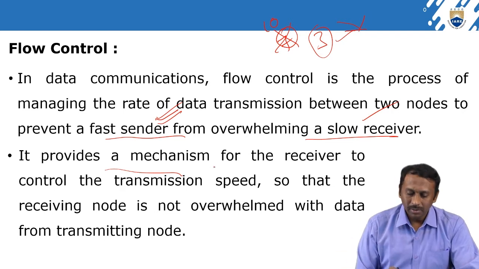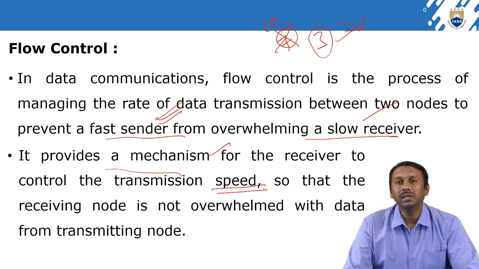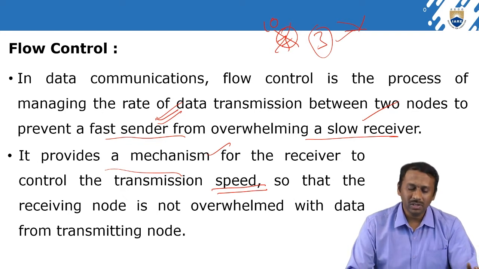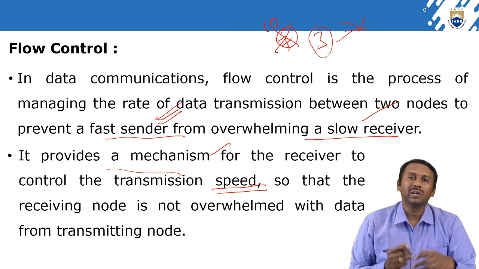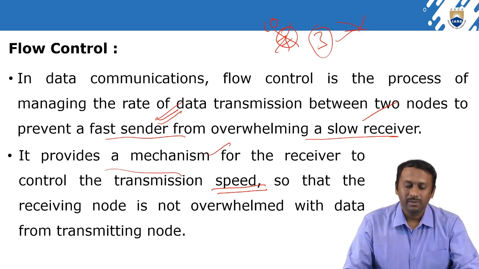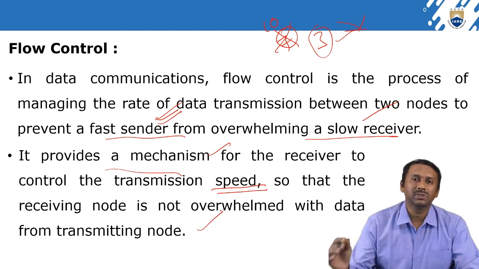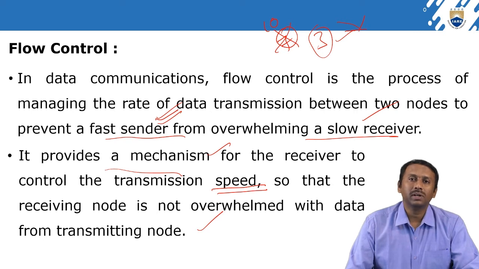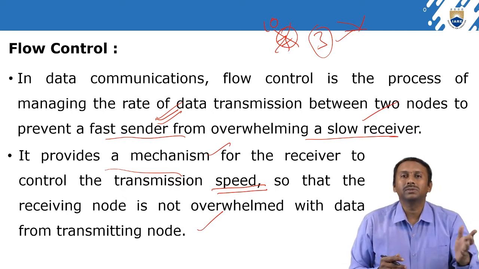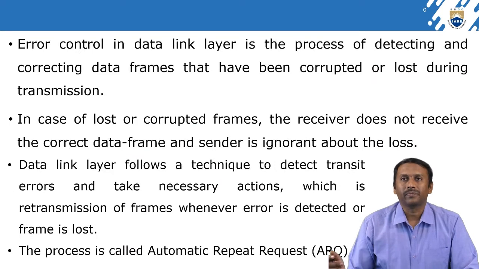It provides a mechanism for the receiver to control the transmission speed, so that the receiving node is not overwhelmed with the data from the transmitting node. That means no issues will arise. It just regulates the transmission speed according to the recipient network's criteria, and then transfers the data. With this, no issues will come, and no data loss will occur. So the data is reliably transmitted from source to destination.